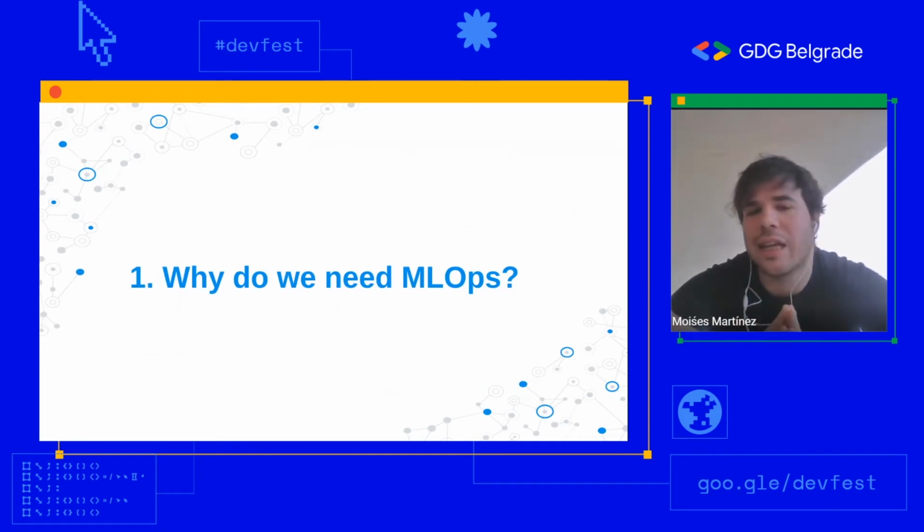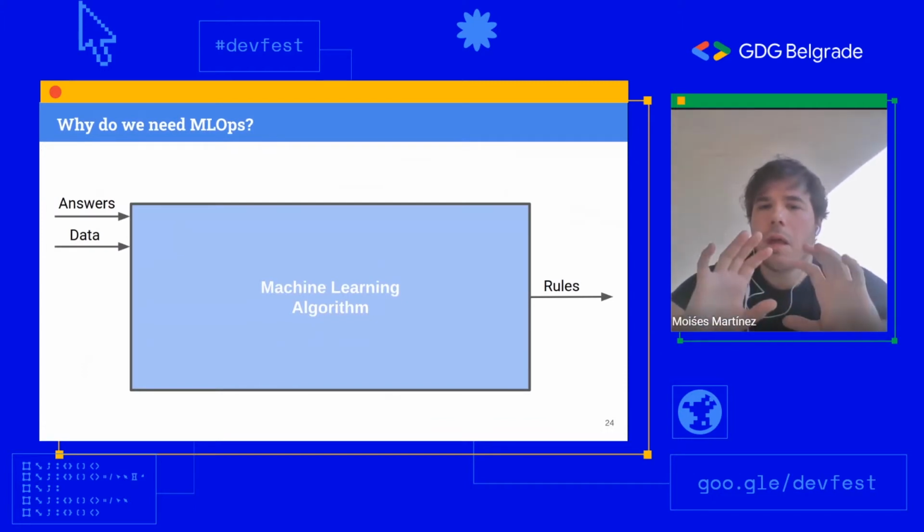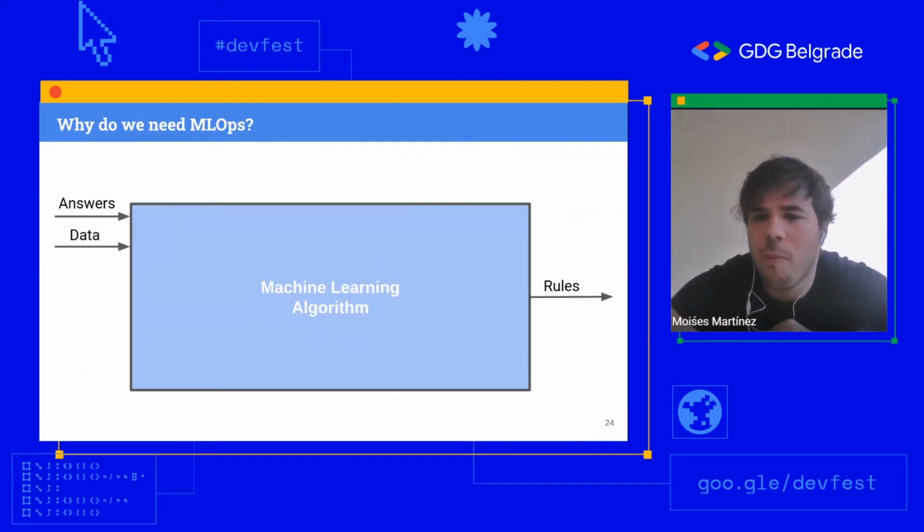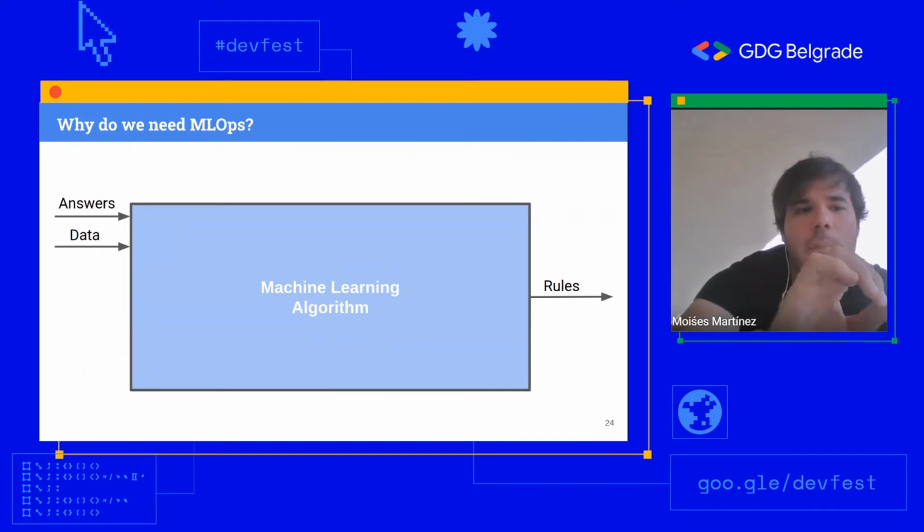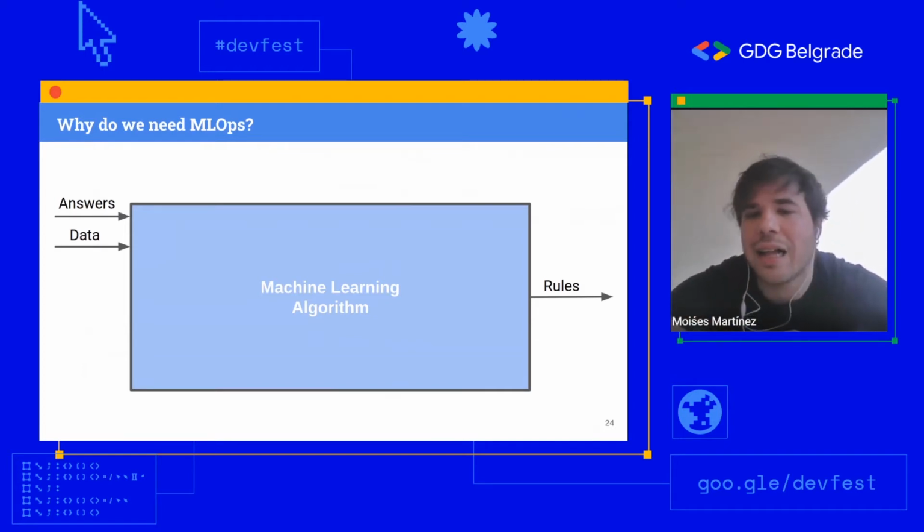Now we are going to understand the other things that we need. But the important question is, why do we need machine learning operations? Because maybe this is something new that is really fashionable, it's really nice, but it's not useful for us. If you remember, we have this super big box, in which we have the machine learning algorithm. Okay, we are going to include here the training and the serving algorithm, both of them. And we have to input the data, and the output.